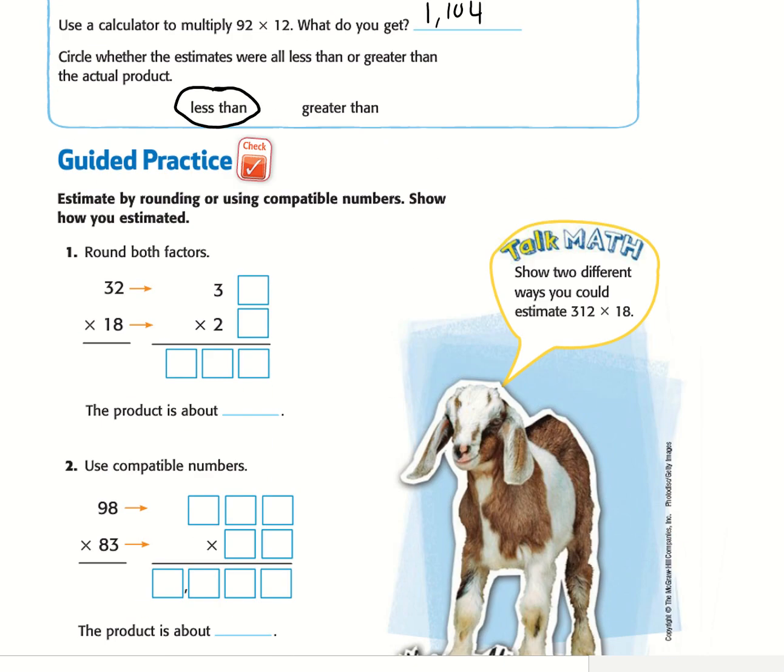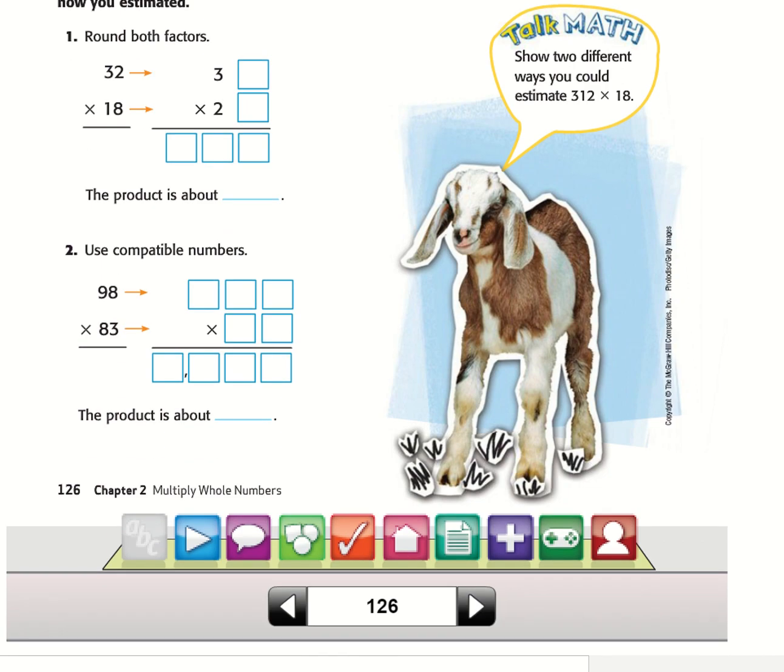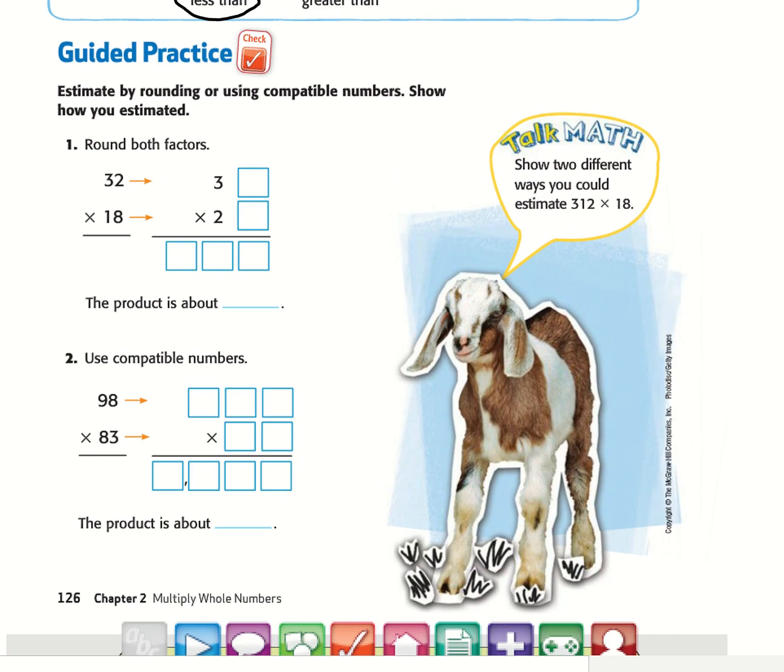Okay, so go ahead and pause the video and try to do number 1 and number 2. So I'm going to work with you on this one. This is number 1, round both factors. I really have to pay close attention to my instructions. I'm going to round both factors.